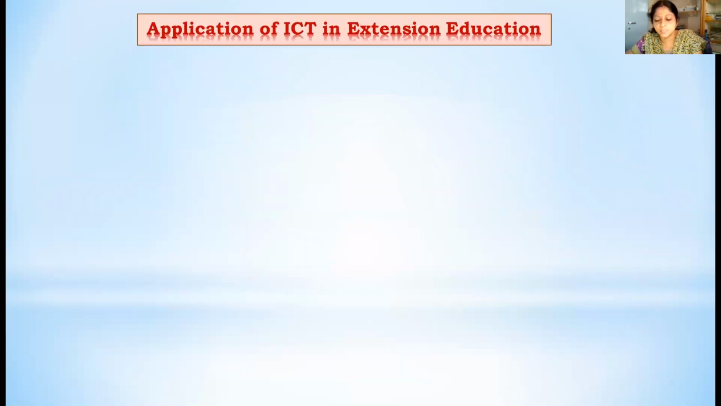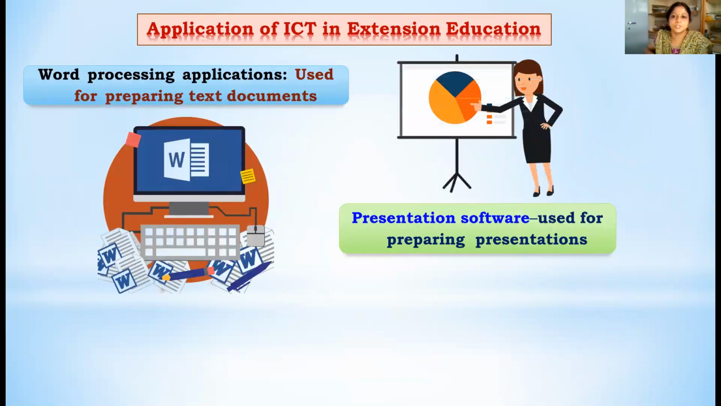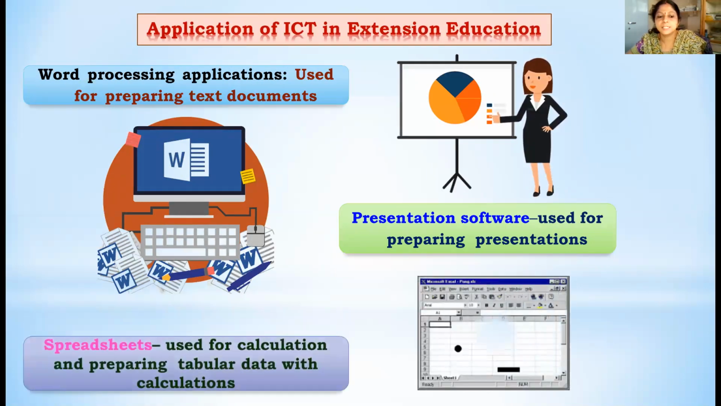Where is ICT applied in extension education? The first important application used especially in extension education is the word processing application, which is used for preparing text documents. And the next one is presentation software, used for preparing presentations, maybe in a video conferencing, maybe anywhere. The next one is spreadsheets, used for calculation, preparation or tabulation of data, and also sometimes to act as a database for our future extension activities.